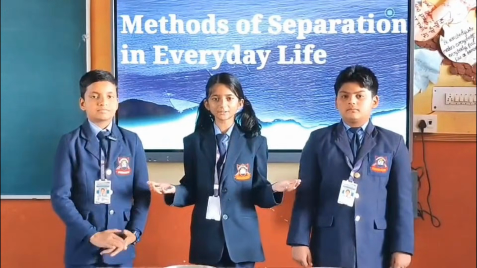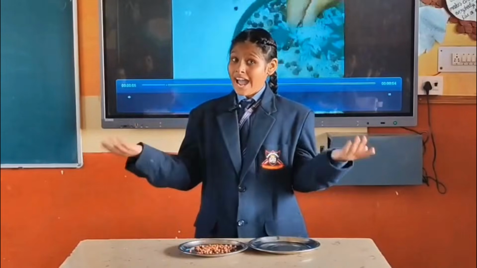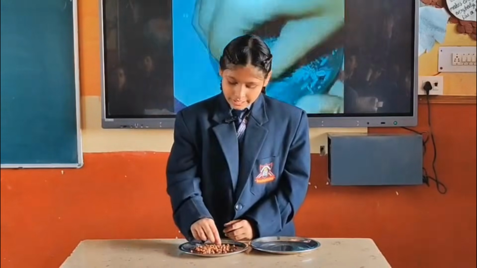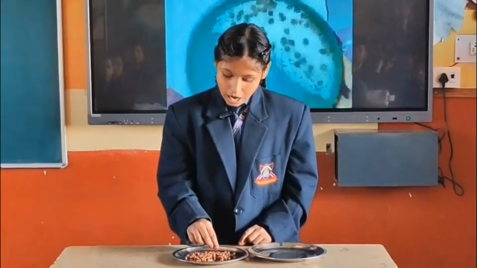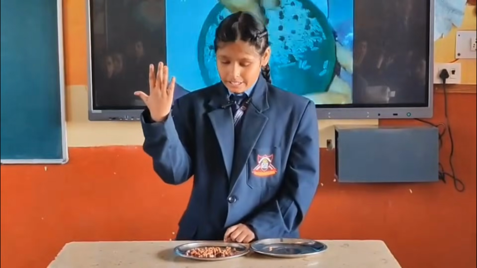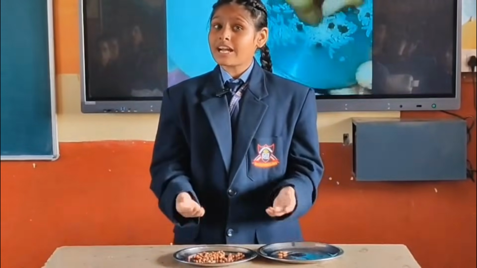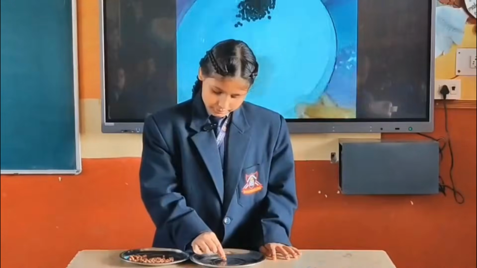Now let's see these methods practically. Let's start with the method of hand picking. So I will show you the hand picking method. In the hand picking method, we separate substances based on their shape, size and color by using our hand. Here I have taken the mixture of rajma seeds and chana dal. Now I will separate rajma seeds from the chana dal by using my hand. I will carefully pick out all the rajma seeds from the chana dal, which are larger and dark green in color.